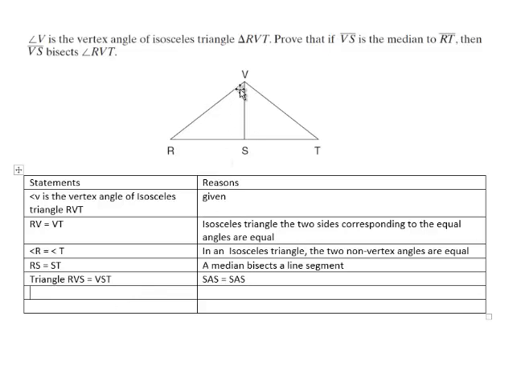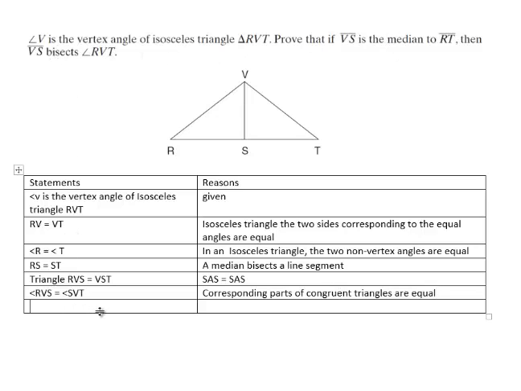Now we can get this angle and this angle. We can get RVS. Angle RVS is equal to angle SVT because of corresponding parts. The sides of congruent triangles are equal. Now we have what we're trying to prove.